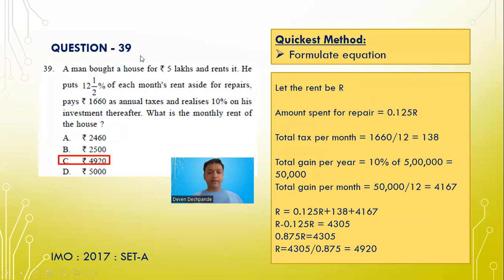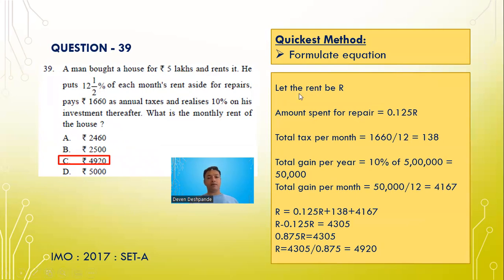Question number 39. A man bought a house for 5 lakhs and rents it. He puts 12.5% of each month's rent aside for repairs. He pays 1660 as annual taxes and realizes 10% on his investment thereafter. What is the monthly rent of the house?